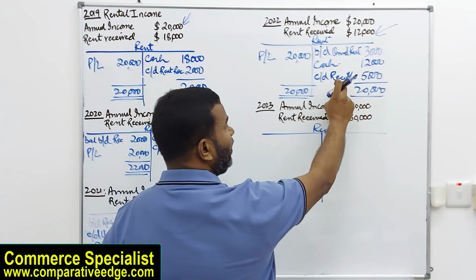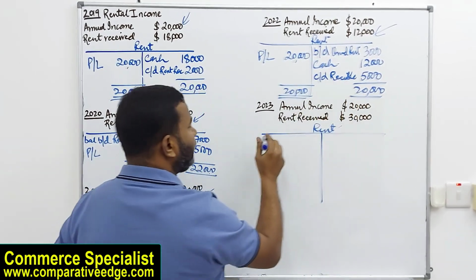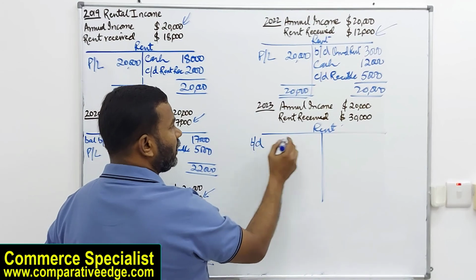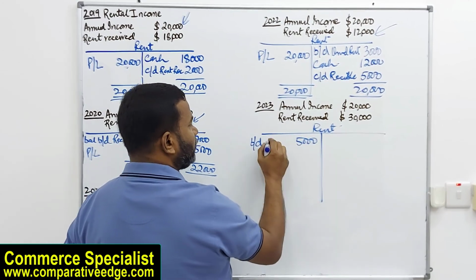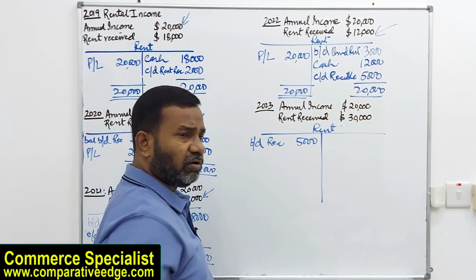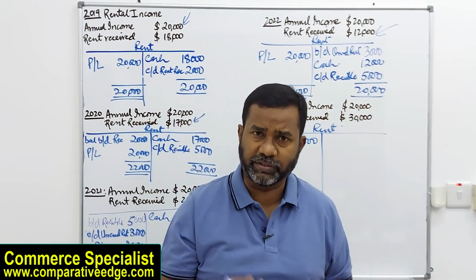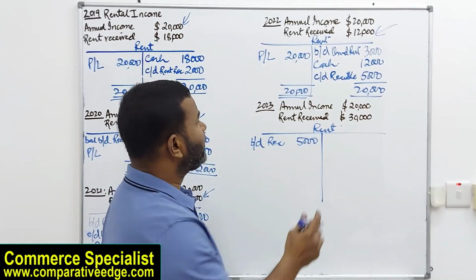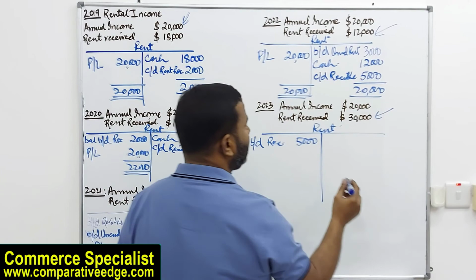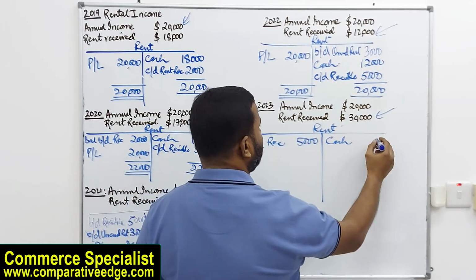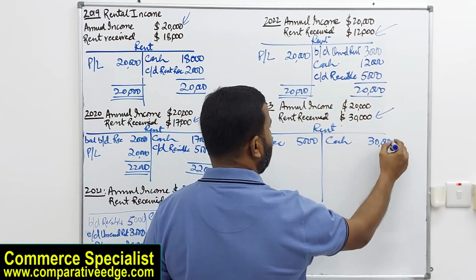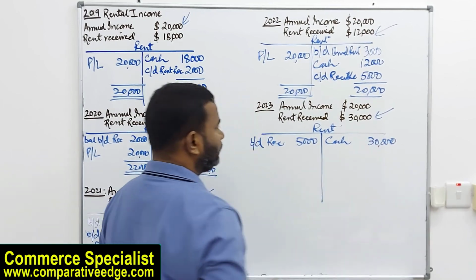We have a receivable closing balance. It's an asset. It will come on the debit side, brought down 5,000, which was receivable. Receivable is an asset or accrued rent, you can call it. We have to receive. How much we received this year? 30. So all receipts will come on the credit side. Cash debit, rent credit. That's why I'm putting it on the credit side.